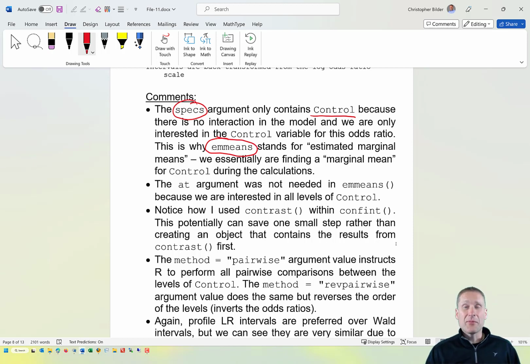Why is the emmeans package called emmeans? Well, the E stands for estimated, the M stands for marginal, and then we have means. So essentially what we're doing here is that we're finding a marginal mean, or the marginal effect of control, where we don't have to worry about infest. That's where this name comes from.